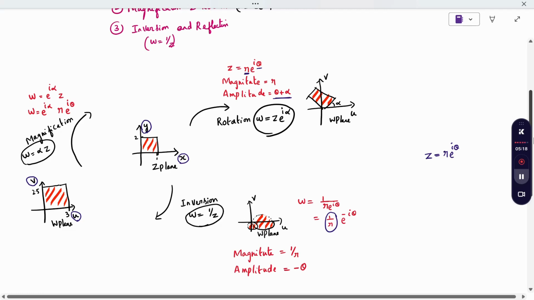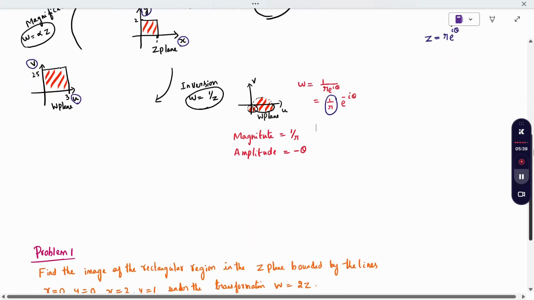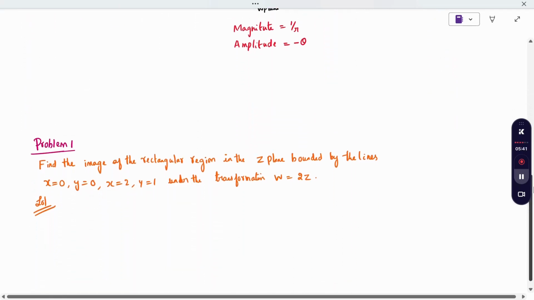So minus theta means the angle will be like this, and the W plane for the inverse will have this shape. This is general. These will not be asked directly. Only understand this concept; we are going to do it problem-wise, and see how to draw the final conclusion diagram. The first problem: find the image of the rectangular region in the Z plane bounded by the lines.